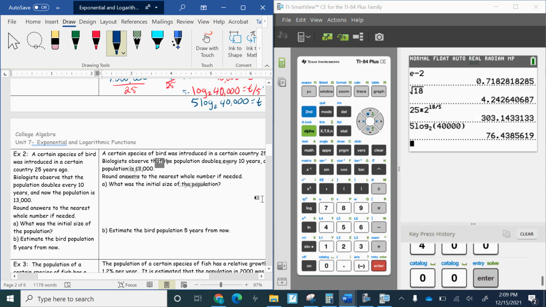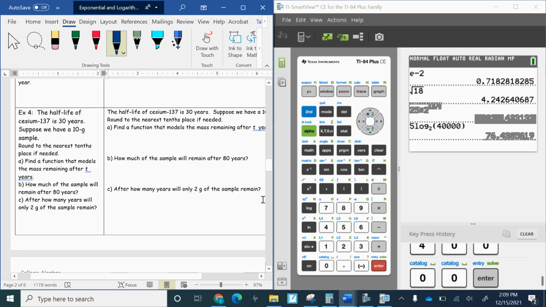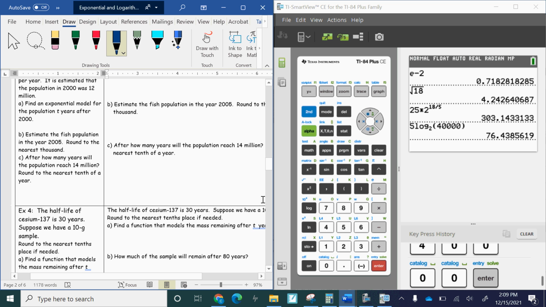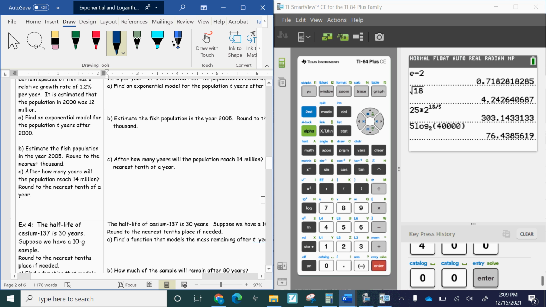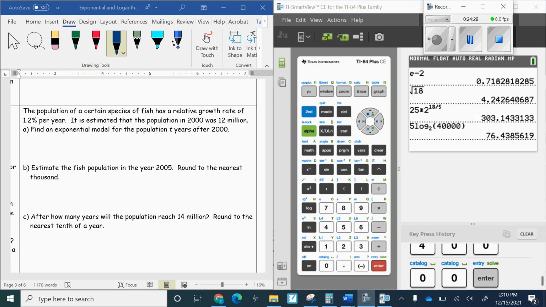All right, and that's, I mean, pretty much it. We can go through these last few examples in class. Well, let me do one more. Let's see here. Hold on. We'll look at this one real quick.